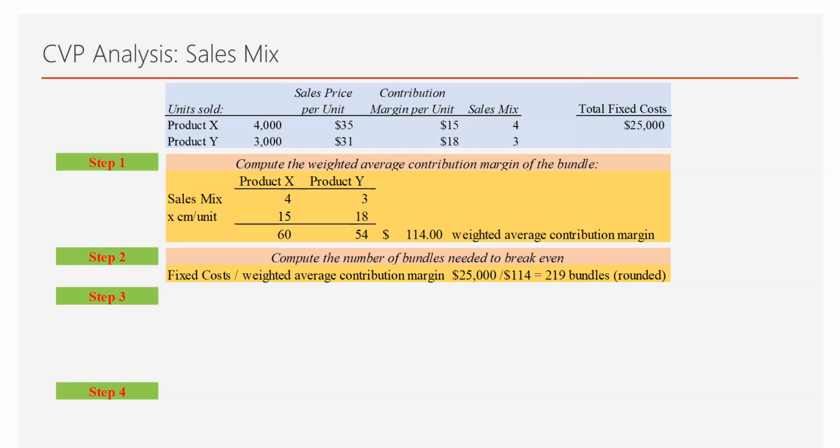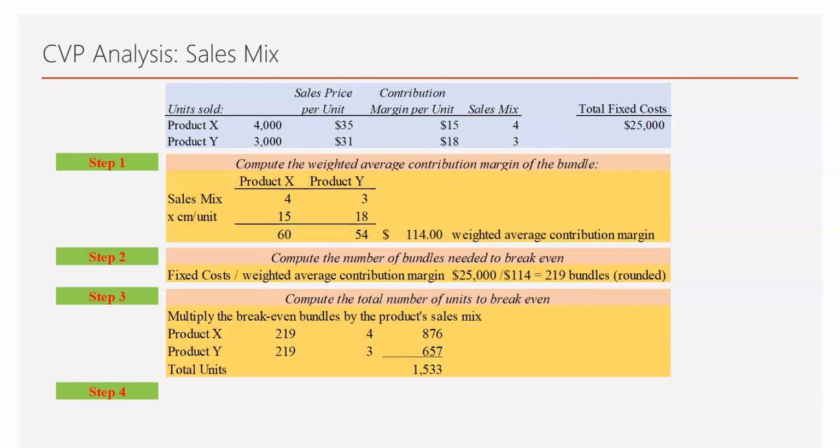And this is what we should do normally in break-even analysis anyway, because we never sell a partial unit, we sell units in whole. So if we have something like 13.85 units as our break-even point, we should just round it up to 14, because there's no way to sell 0.85 units. So I've computed the weighted average contribution margin of the bundle, and I've now computed the number of bundles needed to break even. Take my fixed cost, divide by my weighted average contribution margin, and now I need to sell 219 bundles.